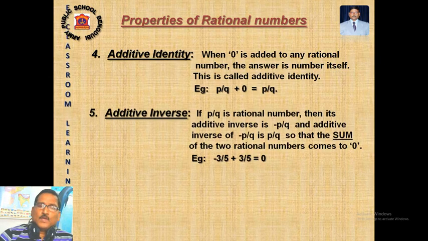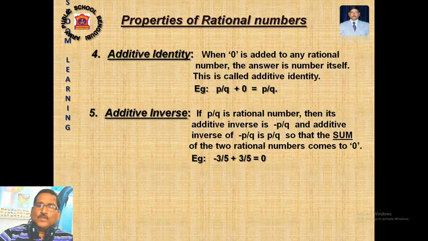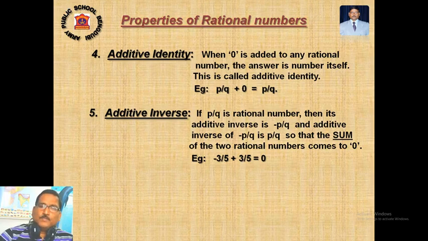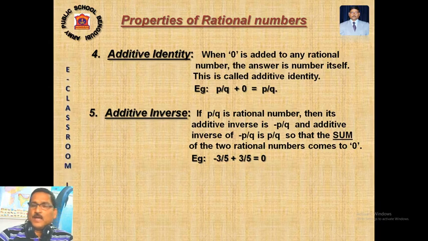So now additive inverse. Additive inverse is what? Same rational number, only the sign changes. Say p by q is a rational number. What will be the additive inverse? Minus p by q. And if we take minus p by q, what is the additive inverse? P by q. Why? Because if we add a rational number and its additive inverse, the result will be 0. So when after adding two rational numbers we get 0, one number is called the additive inverse of the other number.